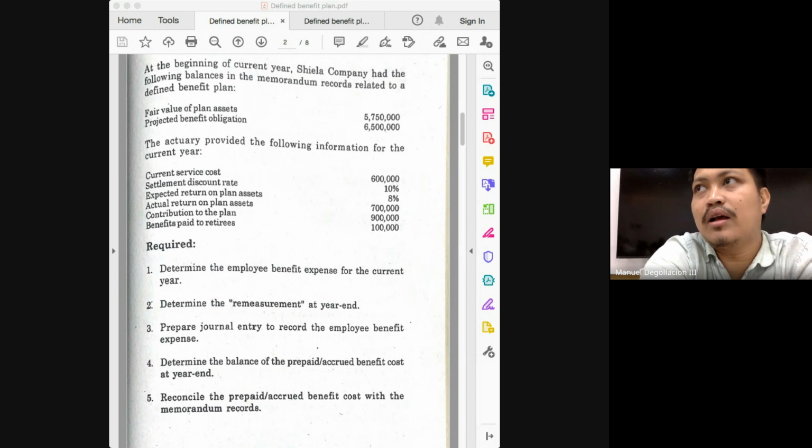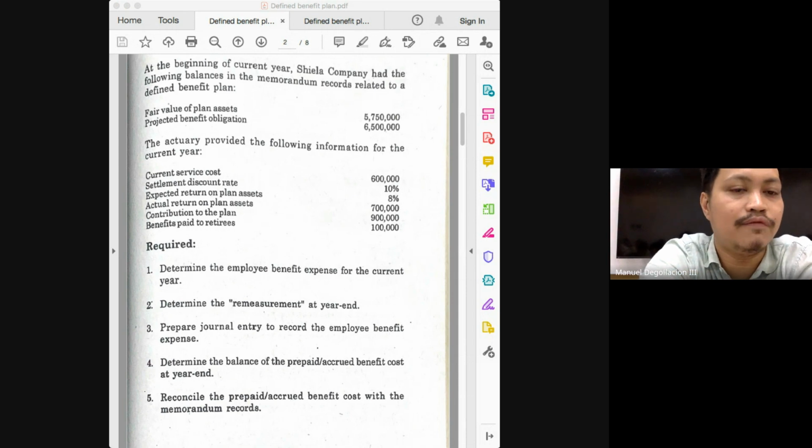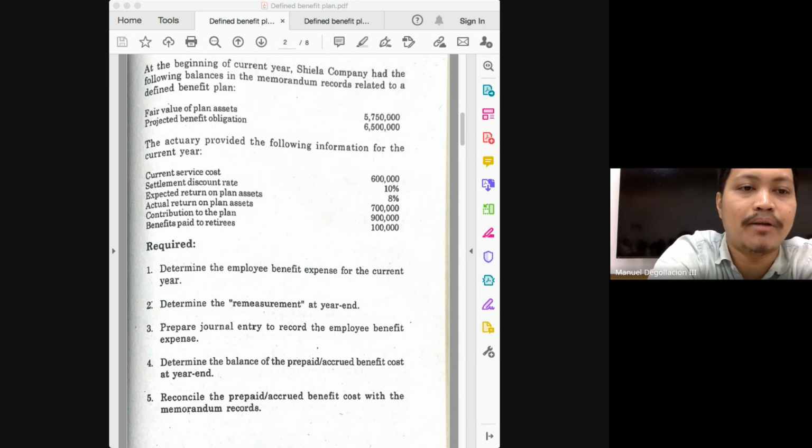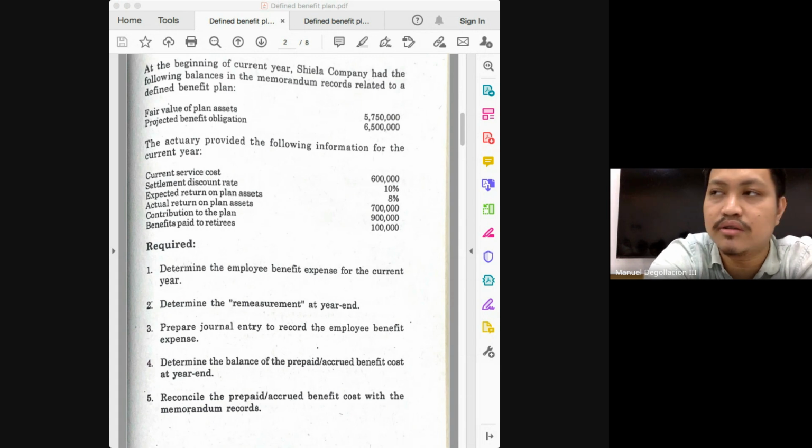Because it can help you solve for the ending balance of the prepaid or accrued benefit cost, class. And it is this amount that will be shown in your statement of financial position. If the FVPA is greater, then you have prepaid. If the PBO is greater, then you will have accrued benefit cost. If FVPA is greater, you have an asset. If PBO is greater, you have a liability.